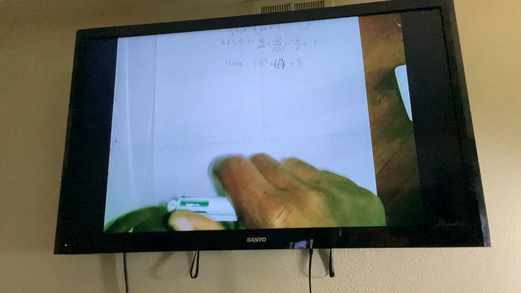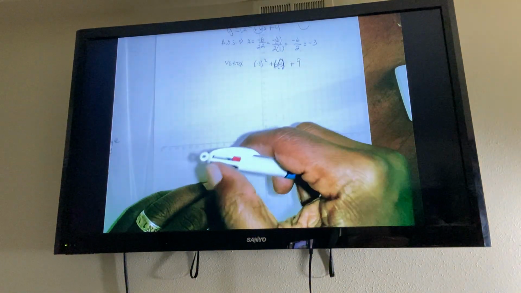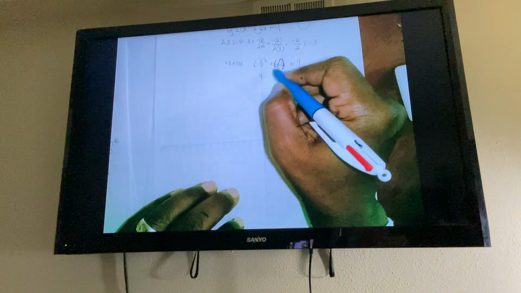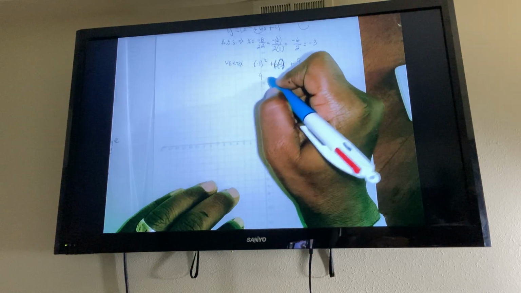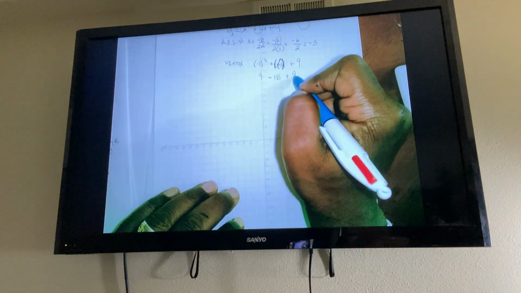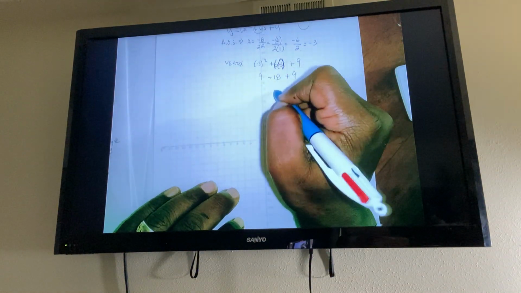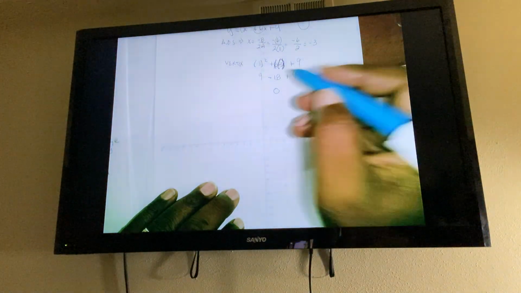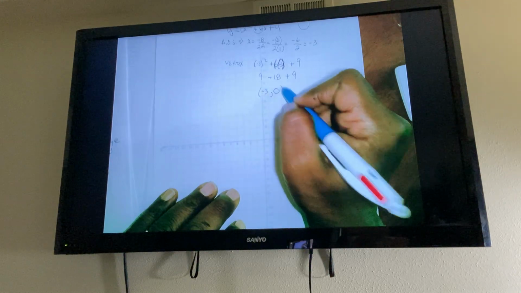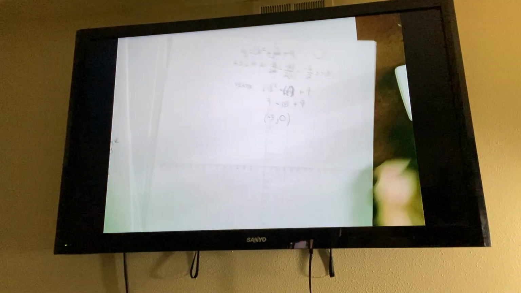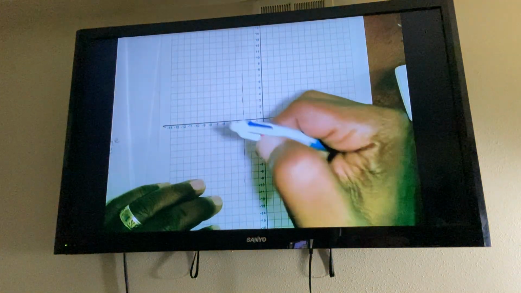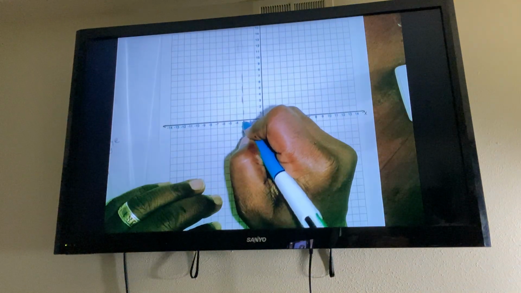-3. Okay, so -3 squared is 9. 6 times -3 is -18, and plus 9. 9 plus 9 is 18, minus 18 equals 0. So our vertex is x is -3, and y is 0. So we flip back over, and we see that our vertex should be -3, 0.